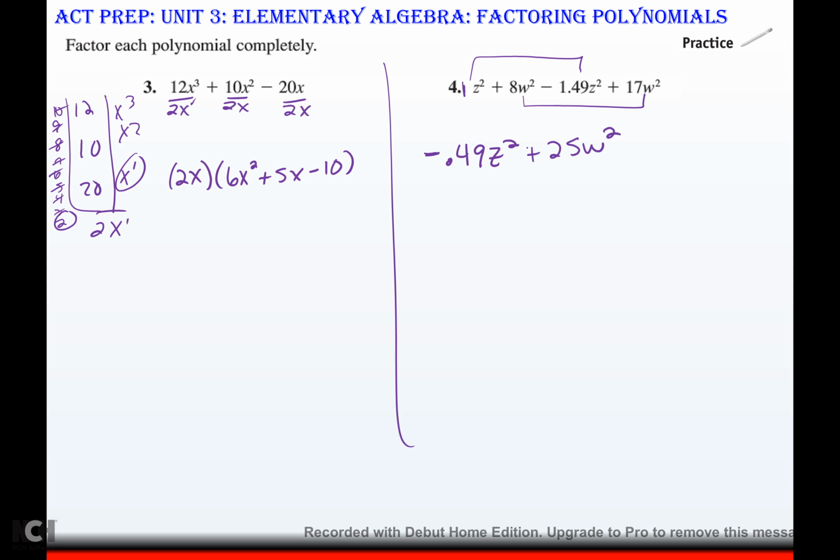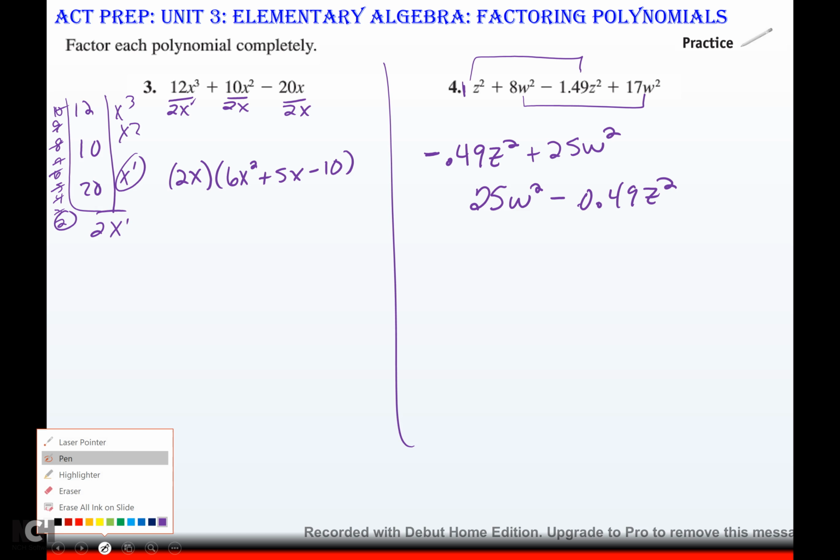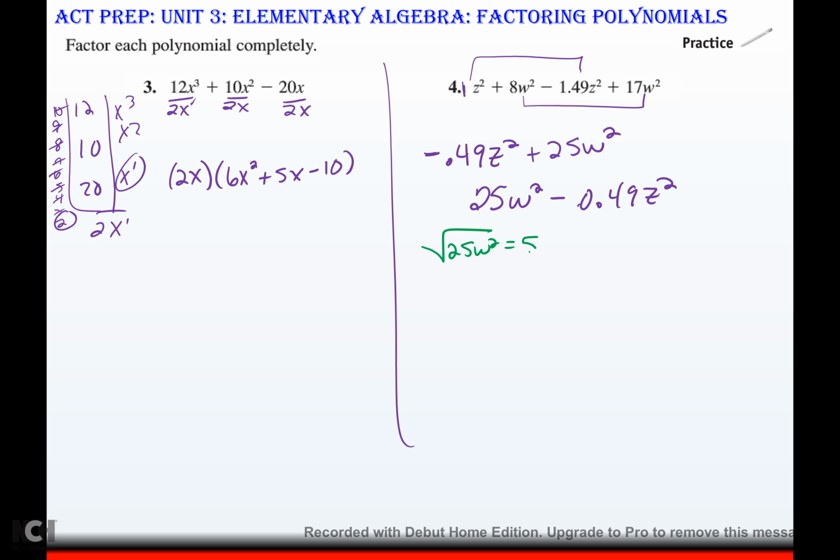Now, if that minus was in the middle, I'd have difference of squares, because I know 25 is perfect, and 49 is perfect, and squares are perfect, and I can rewrite this. It's 25w squared minus 0.49z squared. And now you can see easily I have difference of squares. Check it. The square root of 25w squared would be 5w. The square root of 0.49z squared would be 0.7z.